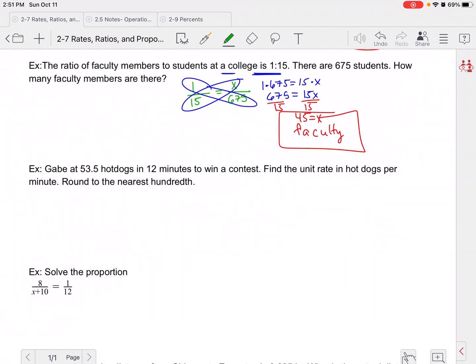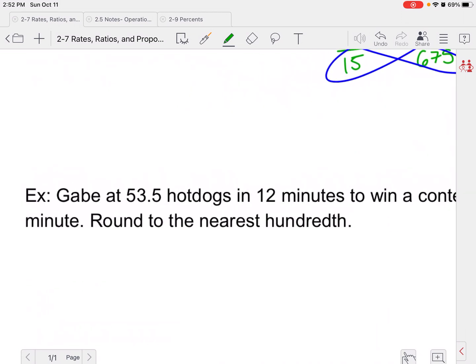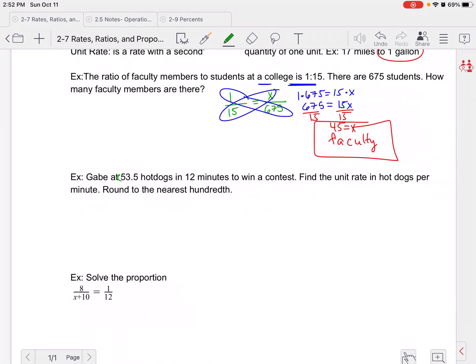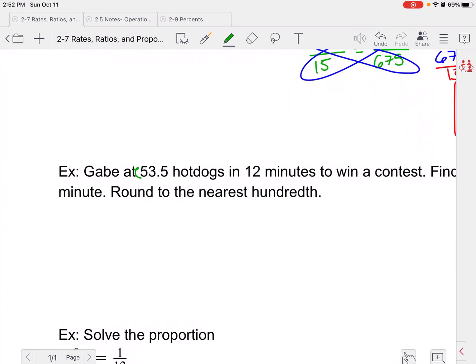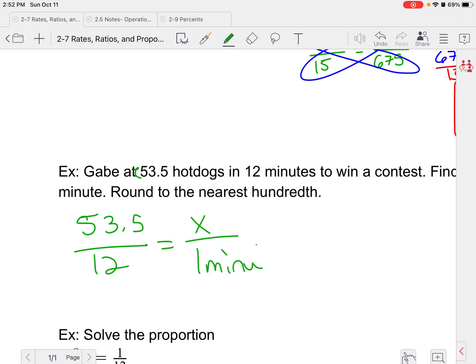All right, so this next one: Gabe ate 53.5 hot dogs in 12 minutes to win a contest. We want to find the unit rate of hot dogs per minute, okay? We could set up a proportion for this one, but some people are going to be like, Miss Hawes, I know to do 53.5 divided by 12, and that gets it for me. That's absolutely fine. If we did set up a proportion, we'd have 53.5 hot dogs in 12 minutes equal to x over 1 minute, because we want the second quantity, which is minutes, to be 1.